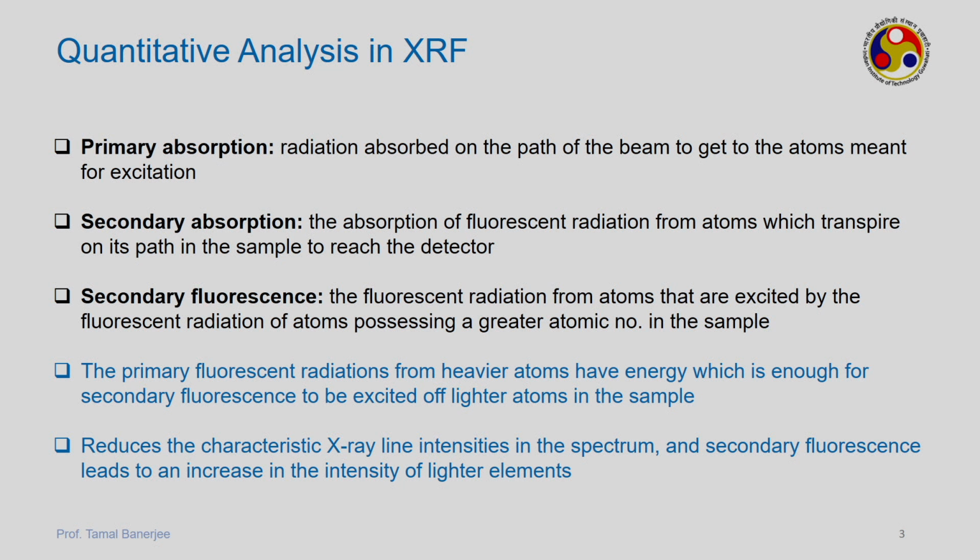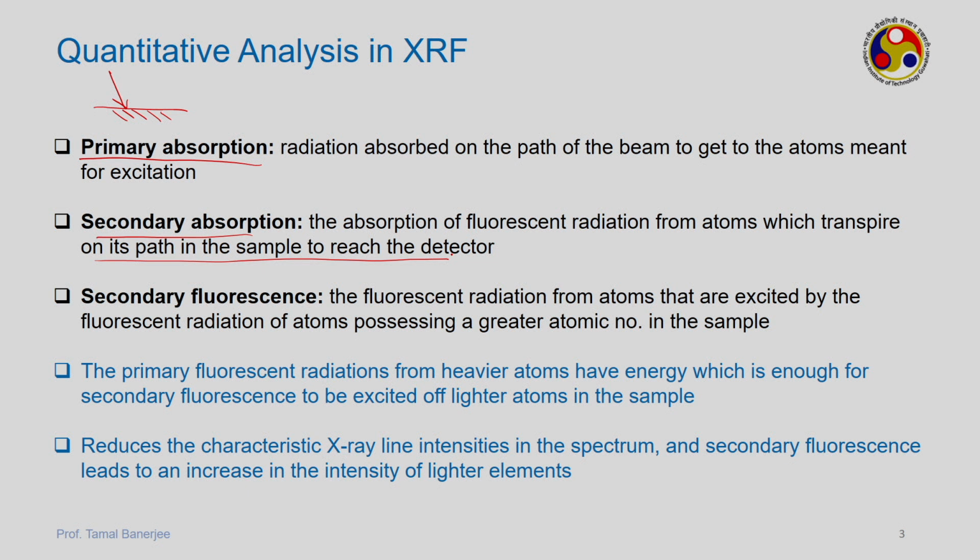What is primary absorption? Suppose you are supplying some input radiation to a sample. While it goes inside the specimen, some of that radiation gets absorbed on the way in, and there is also radiation coming out from the sample. Those absorbed as the radiation enters the sample are called primary absorption. What is secondary absorption? It is the absorption of fluorescent radiation from atoms that is emitted on its way out of the sample.